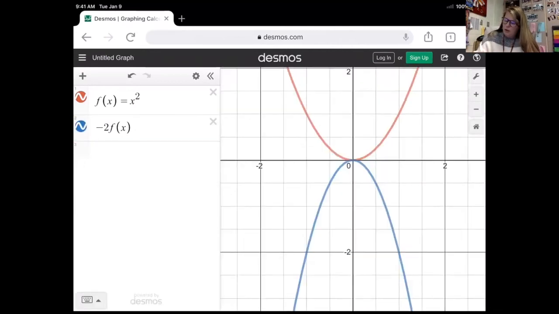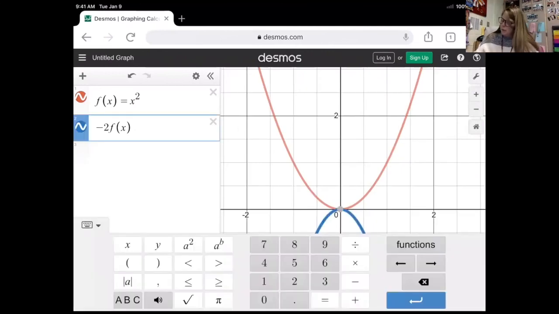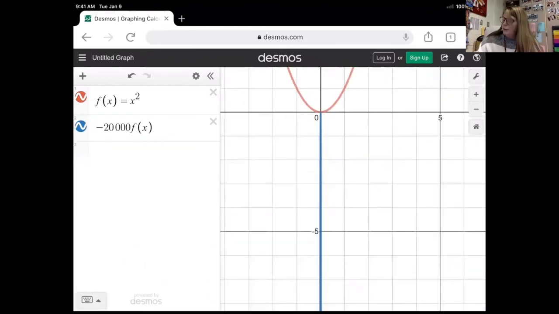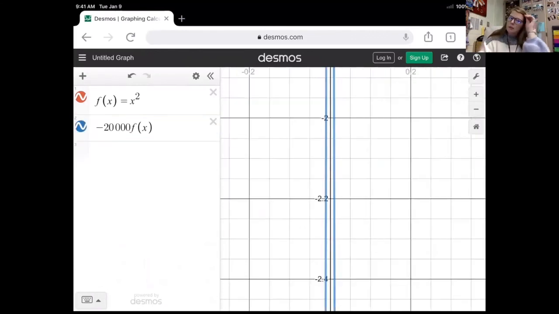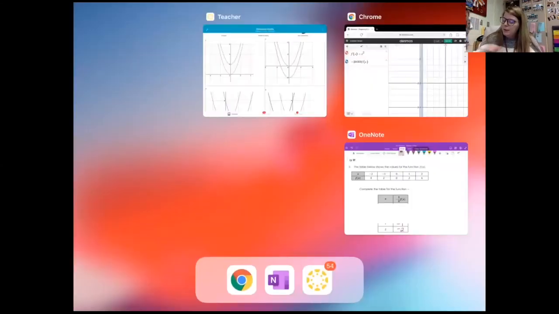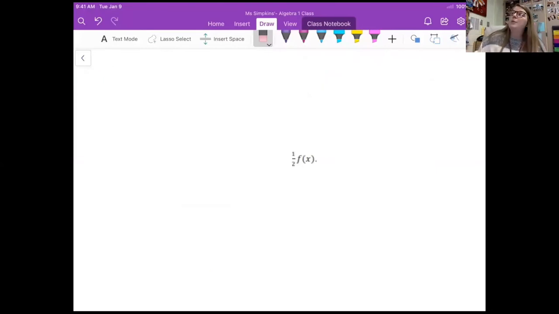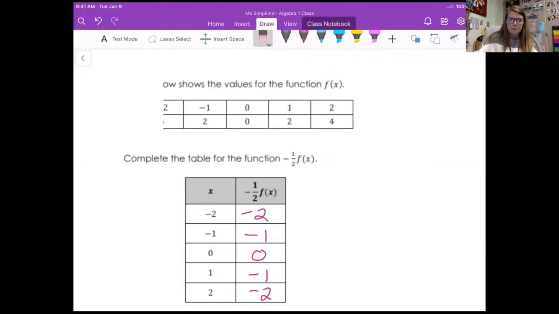Okay, what would make it even more? Let's try 20. What about 200 or 2,000 or 20,000? It's going to get skinnier and skinnier. It almost looks like a line, but it's not. If we zoomed in, there is still space between those two sides. So when we multiply, if it is something less than 1, it's going to compress that graph, make it wider. If we multiply by something bigger than 1, it's going to stretch it or make it skinnier. So that's what happened here. Not only did we multiply by a negative, which flipped it, it also multiplied by half, which made it more compressed.